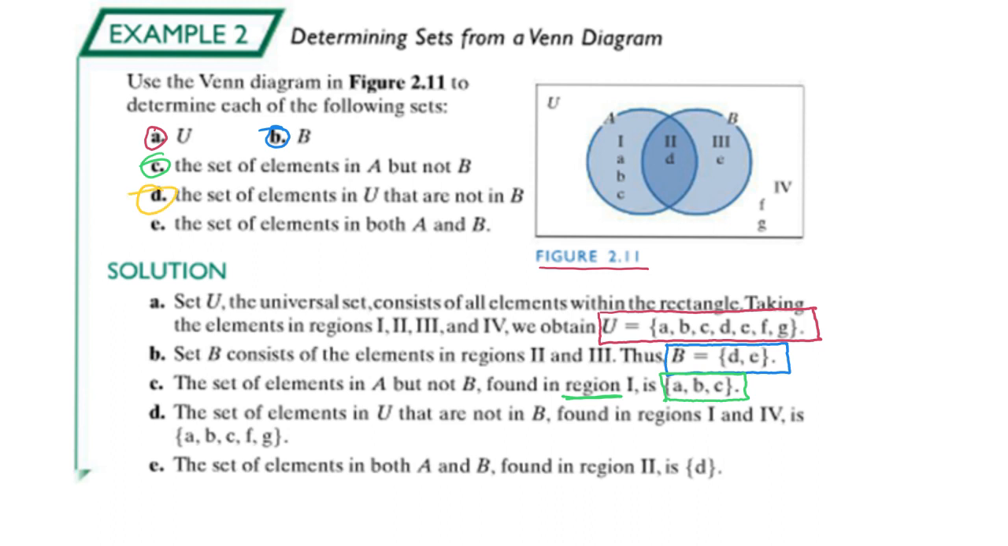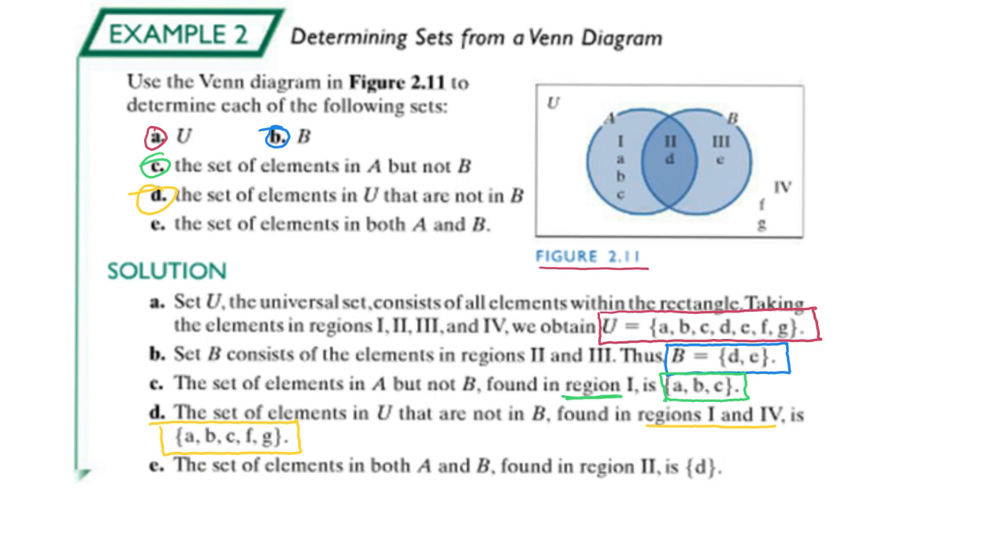The next one, D, the set of elements in U that are not in B. In U, not in B. So if we want to exclude B, we're going to focus on regions 1 and 4. And if we write the elements in those regions, we will get A, B, C, F, G.